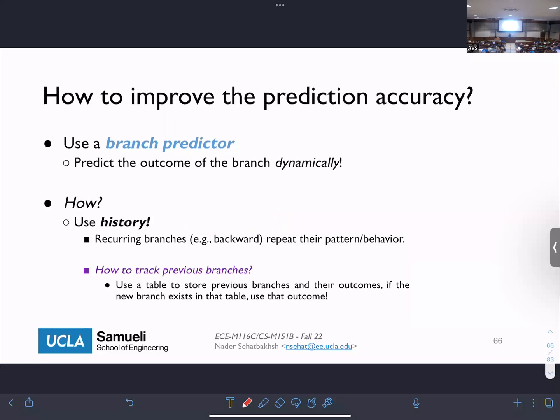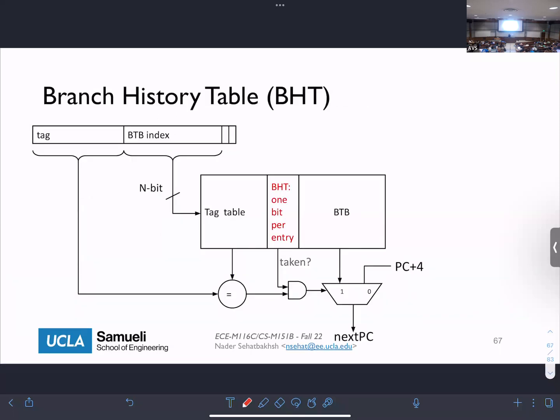The question would be, how do we actually keep track of this history? I'm going to show this and then discuss it further in the next lecture. The trick that we're going to use is to add something called a branch history table. Think of this history table as a new set of columns that we add to our BTB, which basically says whether this branch is taken or not taken, and we make a decision based on that. I'm going to talk about the details in the next lecture, but we're going to use this trick to predict the dynamic behavior of the branch.